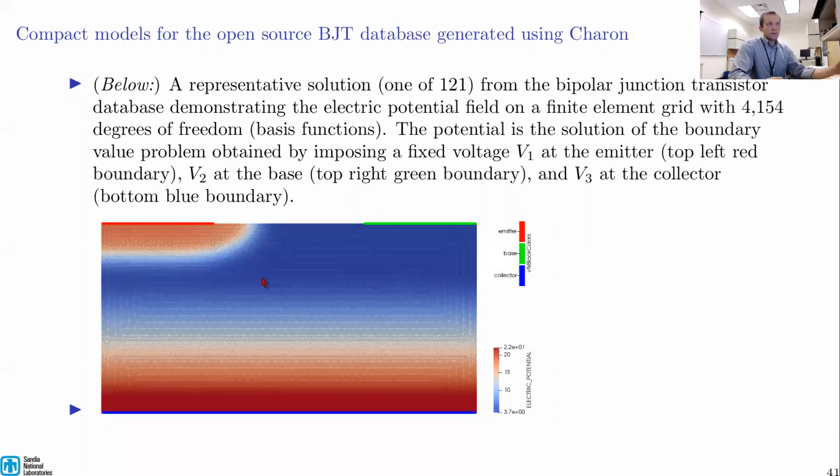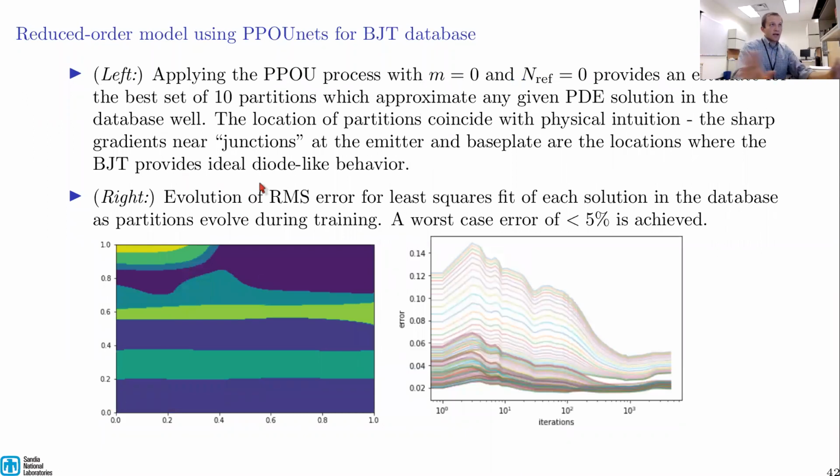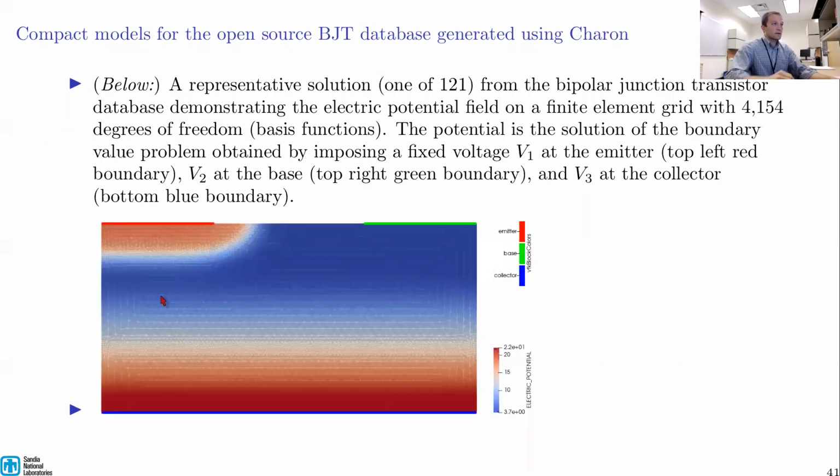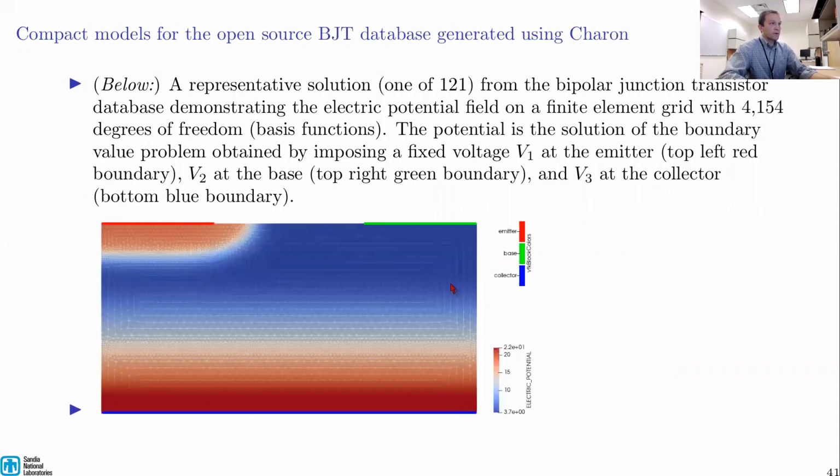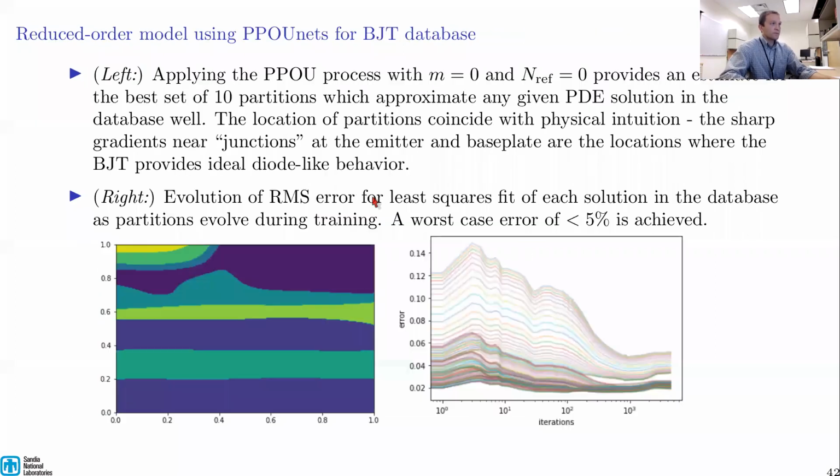So what we did is we used this PPOU net in the simplest possible way because all these simulations look roughly similar. So instead of doing some PCA model reduction, what we did is we applied the PPOU process with just constant basis functions, no refinements, and just 10 partition functions, training on a loss that concurrently uses all 121 simulations. And the 10 partitions that we get are shown here, which you can see are sort of similar to what we have here in this representative example. And so we compress over 4,000 degrees of freedom into just 10 degrees of freedom, 10 basis functions, and we achieve a worst case error of 5%.